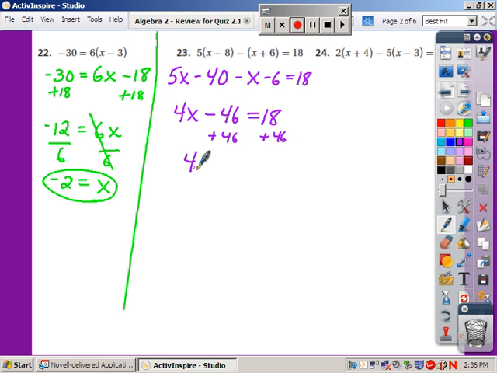So we got 4x equals, well, 46 plus 18, that is 50 plus another 14, 64. And then we'll divide by 4 to get x by itself, and we get x equals, you could do it on a calculator, but I would say it is 16. Final answer.